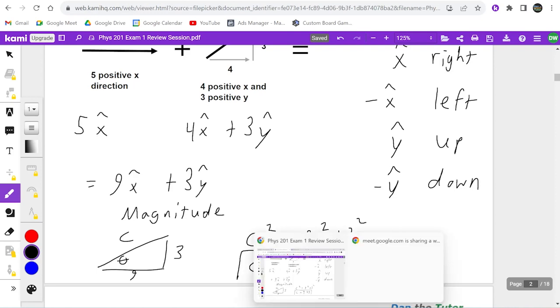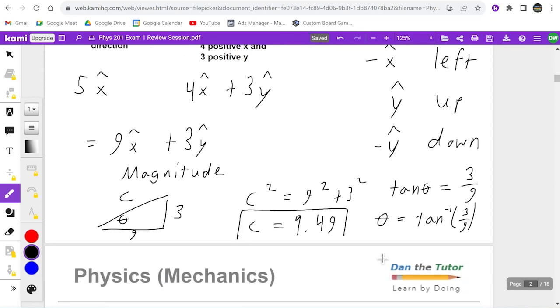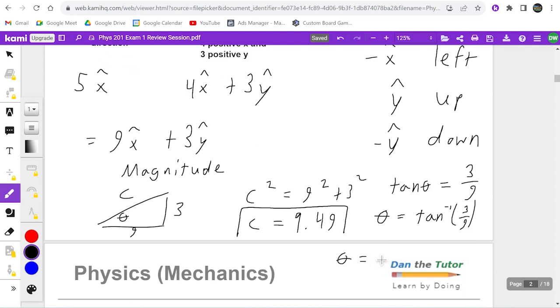And then for the angle, tangent theta equals opposite over adjacent. So in other words, 3 over 9. Then in my calculator, I'd plug in inverse tangent of 3 over 9, because if I want to solve for theta, the angle, it's inverse tangent. And if you do that, you get theta equals 18.4 degrees. Any questions there? Anyone still writing?